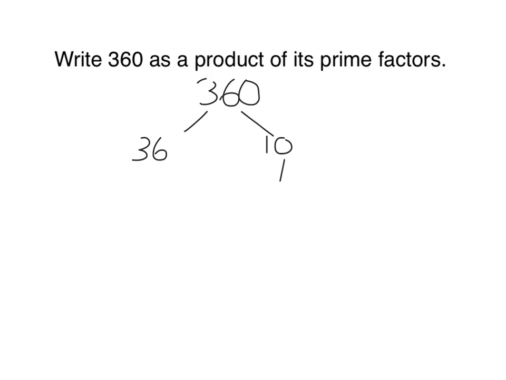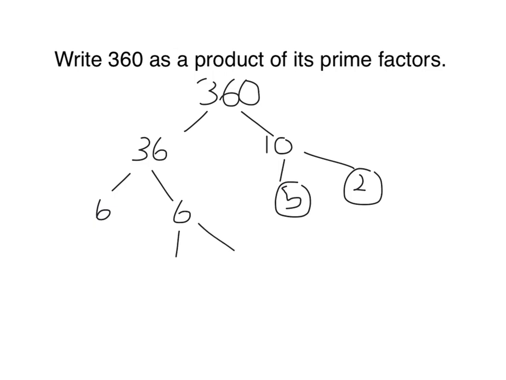Two numbers that multiply to give 10: 5 and 2. Once you get to your primes, circle them. Two numbers that multiply to give 36: 6 and 6. They're not primes, so we can carry on. 6 is 2 times 3. They're primes, so circle them.